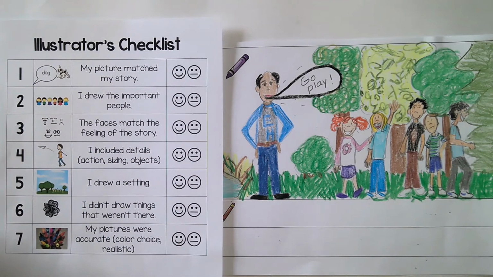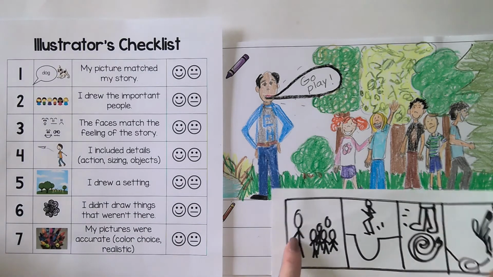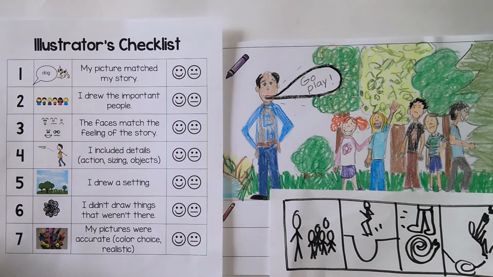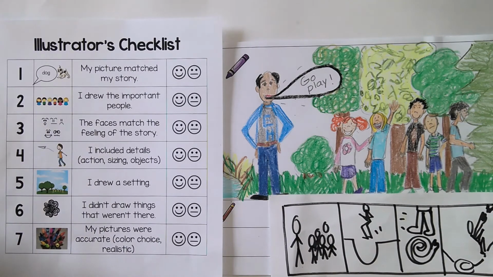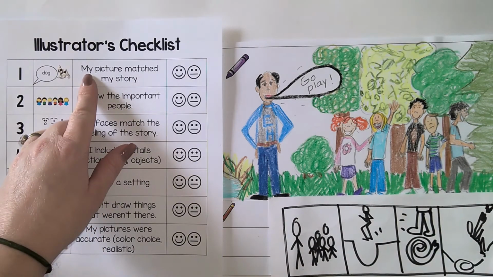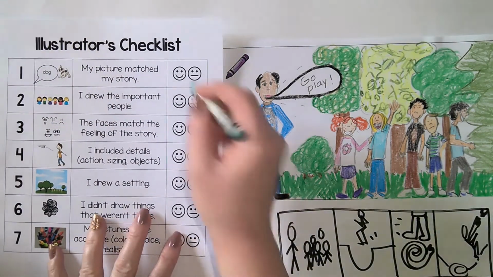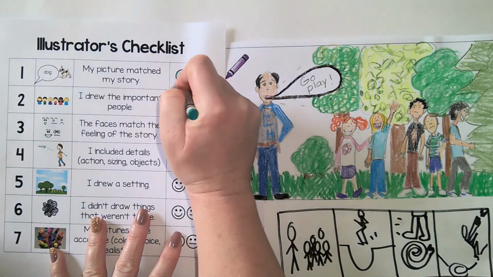So my first page is supposed to be this part where Mr. Kime, my teacher, tells all the kids in the class that we can go play hide and seek. So this one says my picture matched my story, and it sure does. So I'm gonna go ahead and color in that smiley face.